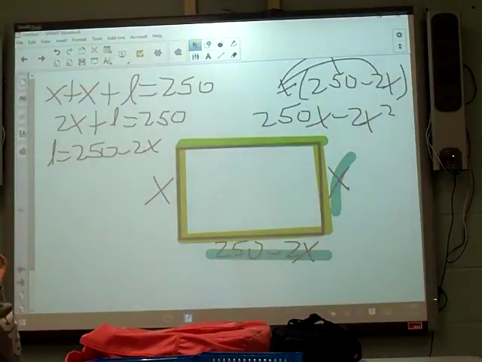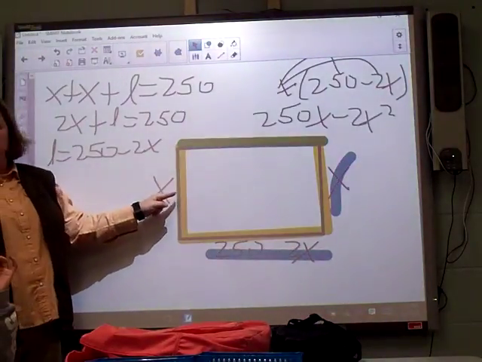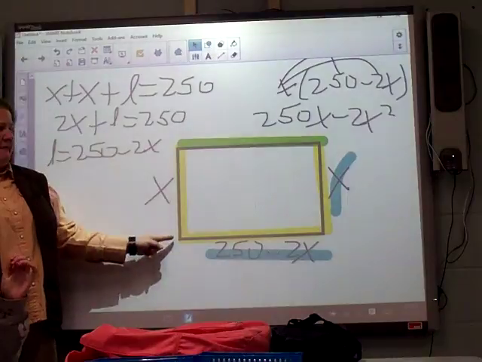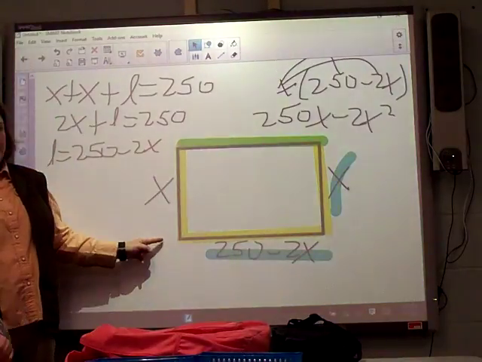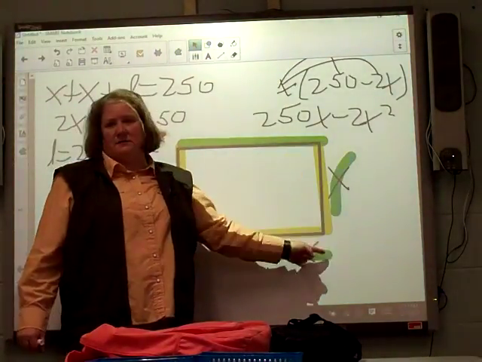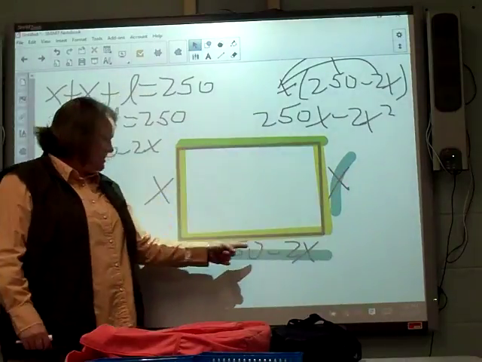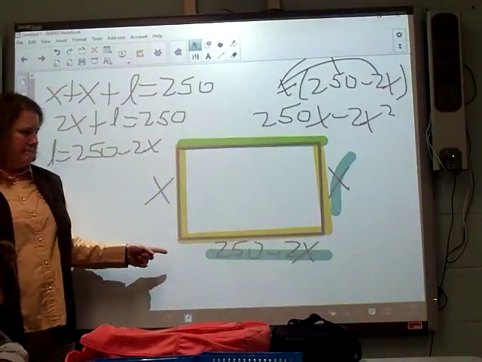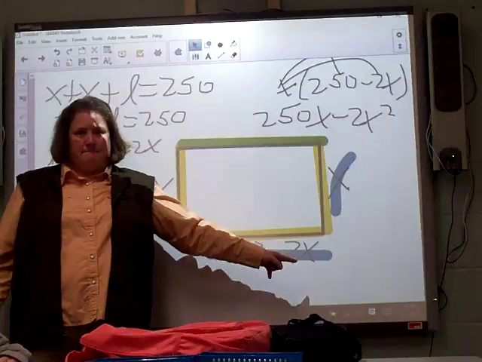X. Which would be? That. So 62.5 feet of fence is going to go right there. Which means 62.5 feet of fence is going to go right there. So how much is going to go here? Would have to multiply?